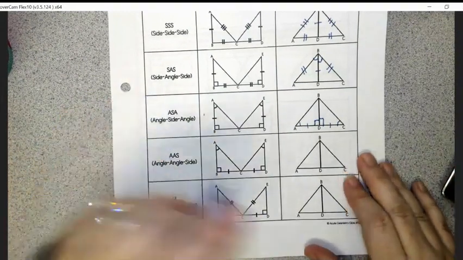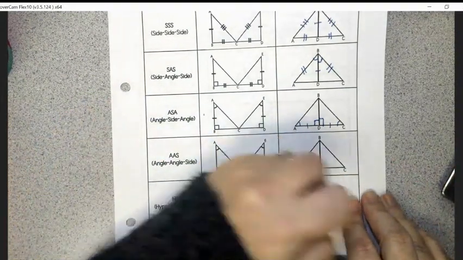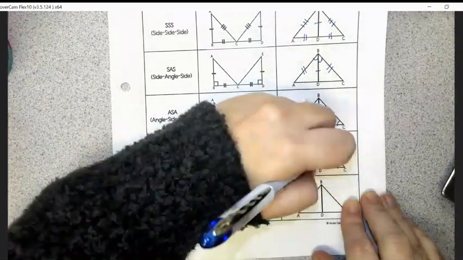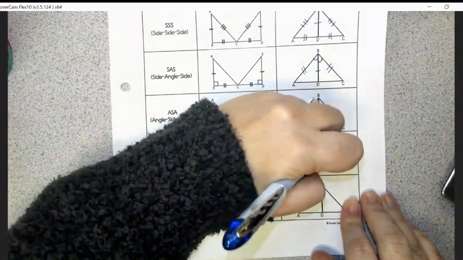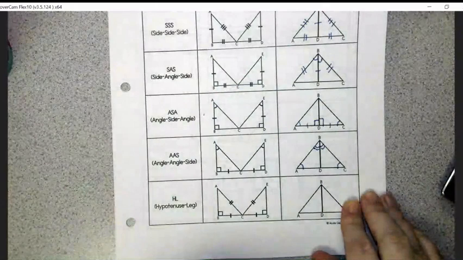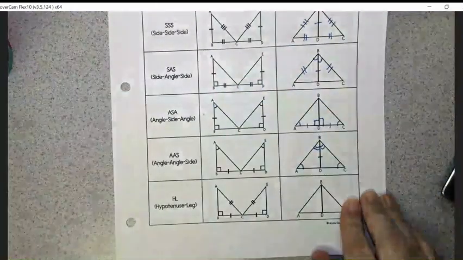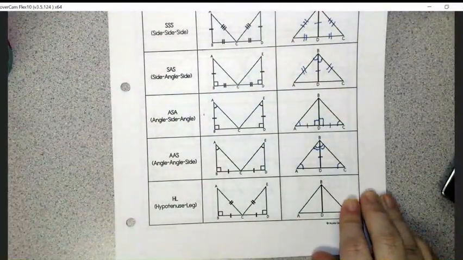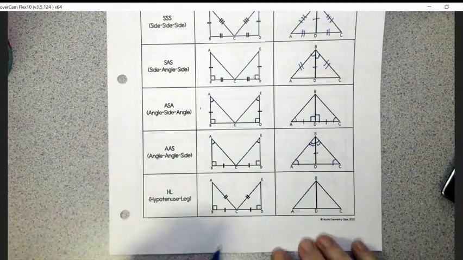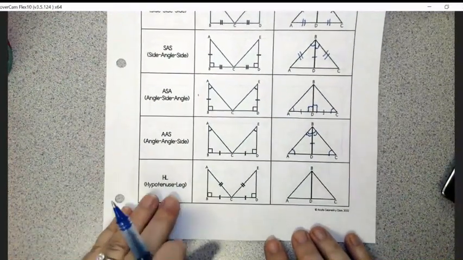So let's mark the same thing over here. I'm going to put this angle and this angle are congruent. This and that are congruent. And then let's do the side in the middle. That is one possible way that it could look like angle angle side. Then the last one is hypotenuse leg.